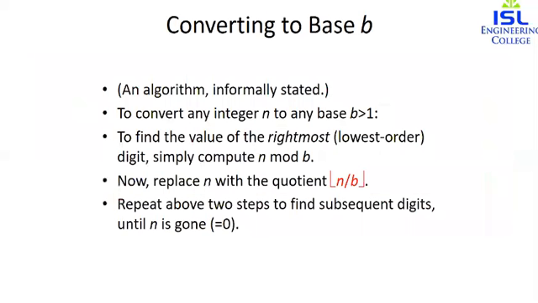Now, what about converting to the base b? Suppose we are given a decimal number, or an octal, hexadecimal or binary number, how are we supposed to convert it into the other form? So let's see that. To convert any integer n to any base b, we have to find the lowest order digit and compute n mod b. Let's see how we are supposed to compute this.